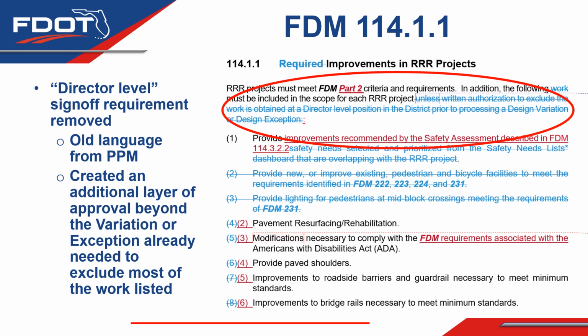All this really did was create an additional layer of authorization above the design variation and exception process, and that's already very well covered in the FDM, so we really didn't need to have this director sign-off. So that's been removed, and hopefully will streamline the use of this chapter and the development of 3R projects.